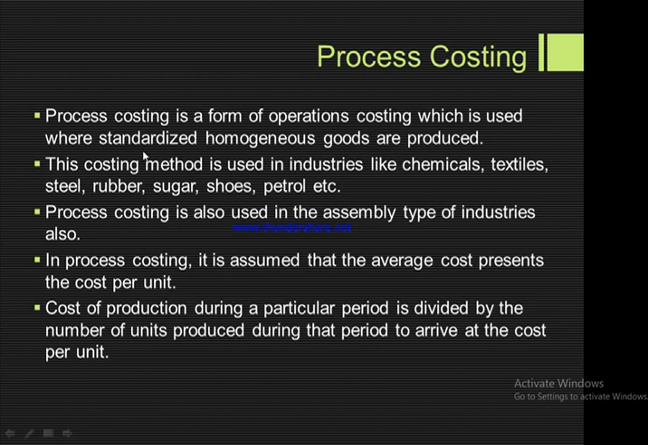So, process costing is a form of operation costing which is used where standardized homogeneous products are produced. And in case of matchbox, if you observe, all the products are identical, the matchsticks are identical, the product is identical in all the forms. So this costing method is useful in industries like chemicals, textile, steel, rubber, shoes, then sugar and petrol industries.